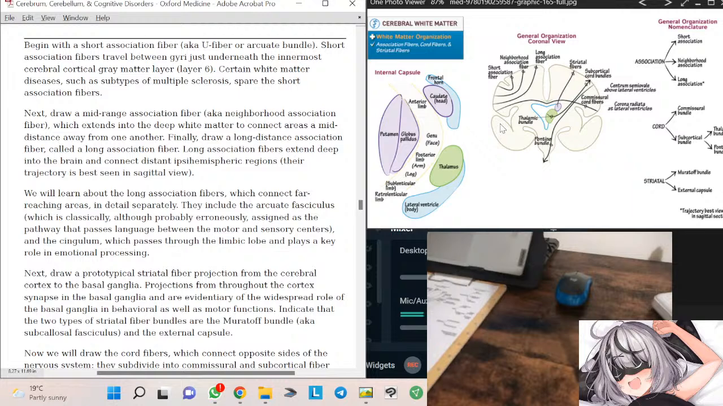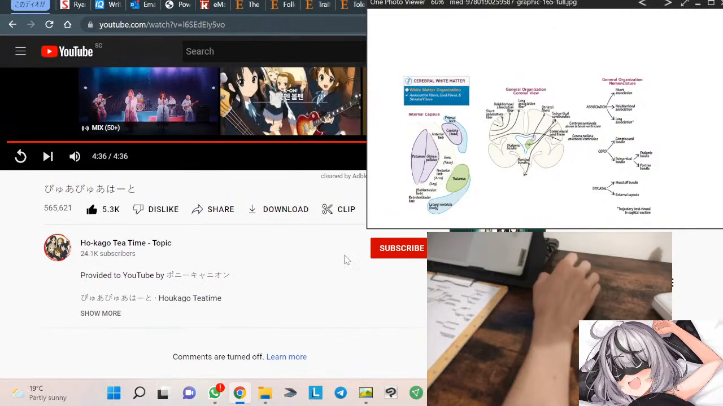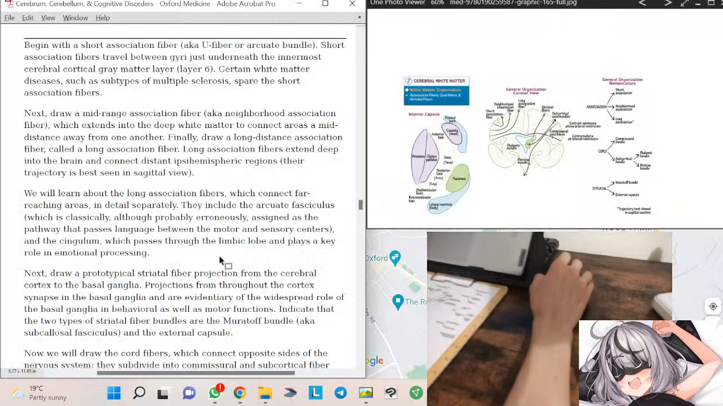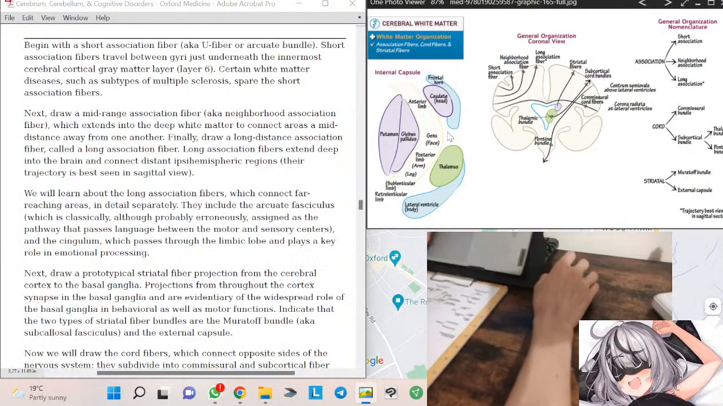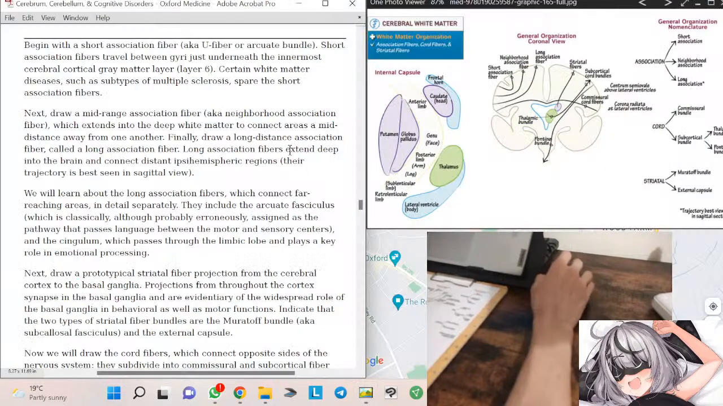Short association fibers travel between gyri, just underneath the innermost cerebral cortical gray matter layer 6. Certain white matter diseases, such as subtypes of multiple sclerosis, spare the short association fibers.